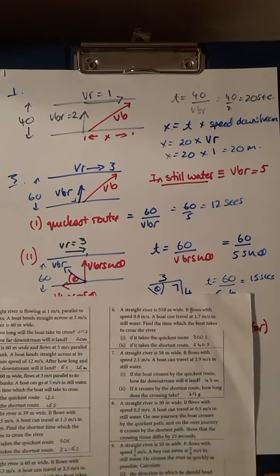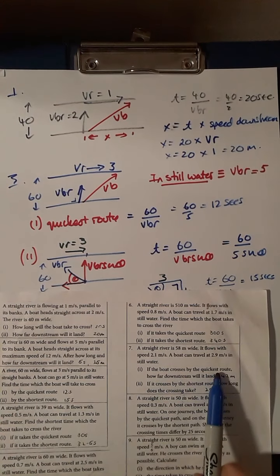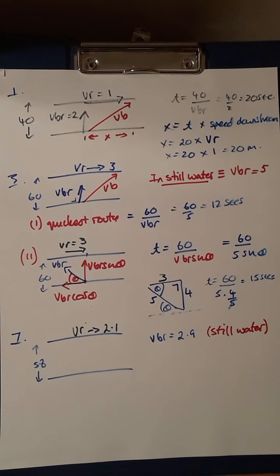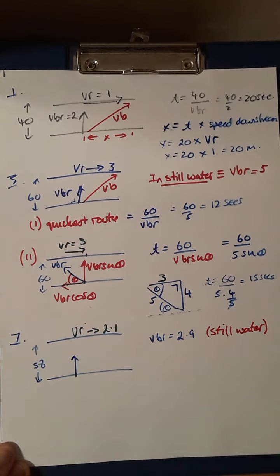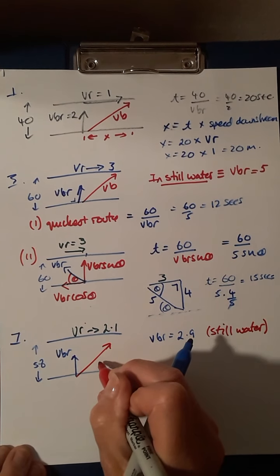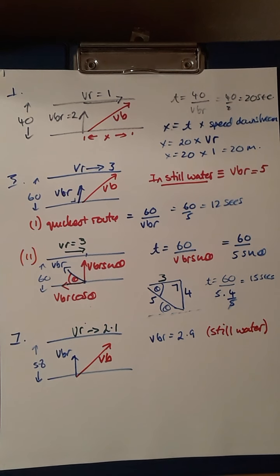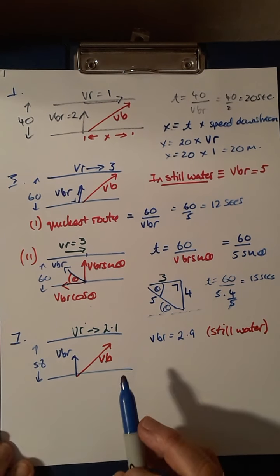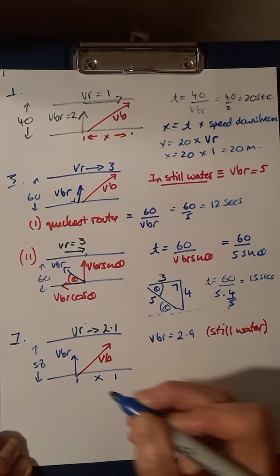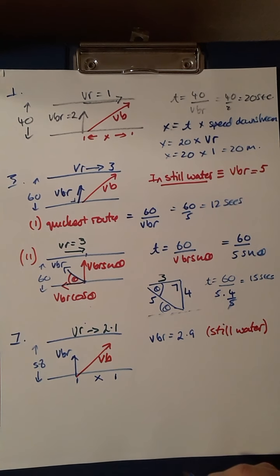Okay, first part of the question says, if the boat crosses by the quickest route, how far downstream will it land? Okay, so if it's crossing by the quickest route, doesn't care where it ends up, it just heads straight across. So the VBR doesn't care where it ends up, it's going to end up down there somewhere. That's the actual velocity, the VB. So if it starts here, and if it ends up over there, it's going to end up X meters downstream. So your job is to find X.